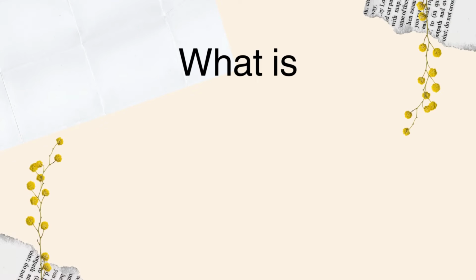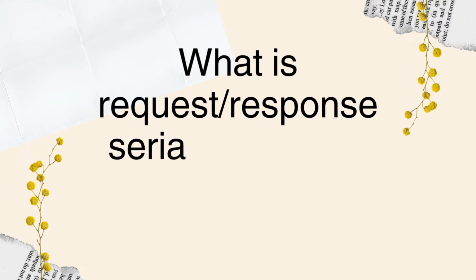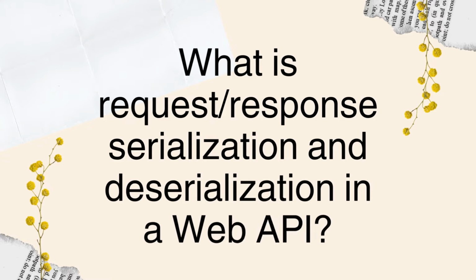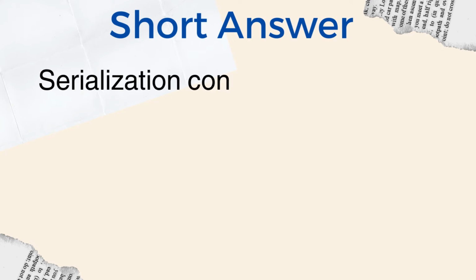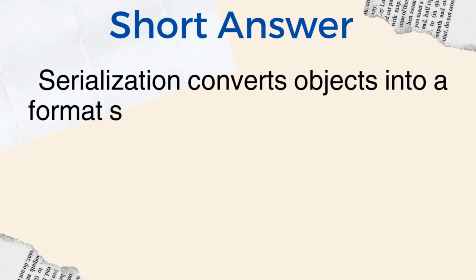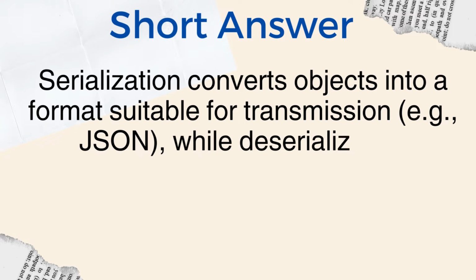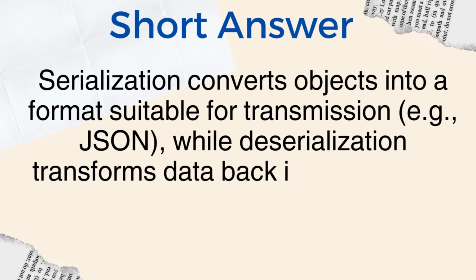Okay, so the next question is, what is request and response serialization and deserialization in a web API? The short answer is, serialization converts objects into a format suitable for transmission, for example, JSON, while deserialization is the other way around. Deserialization transforms the data back into an object for processing.